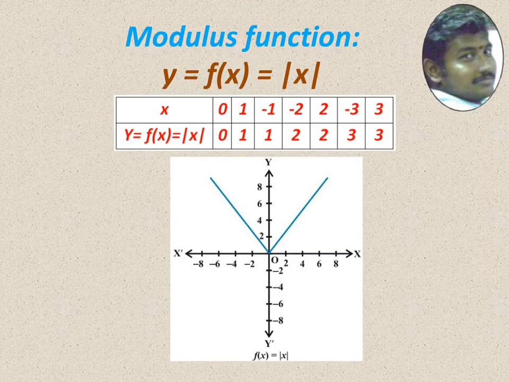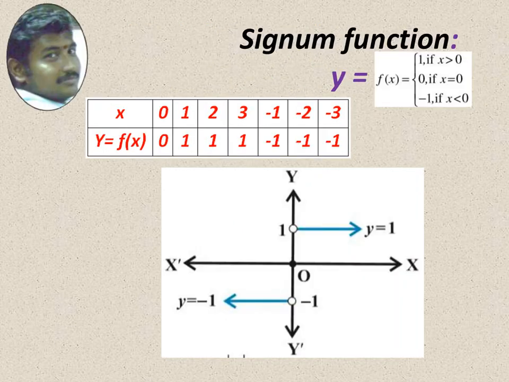Modulus function. Modulus function means y is always positive. X can be negative or positive, but y is always positive. So we get a graph like this. You see, signum function. Signum function means if x is 0, y is also 0. But if x is greater than 0, y will be 1. If x is less than 0, y will be minus 1.